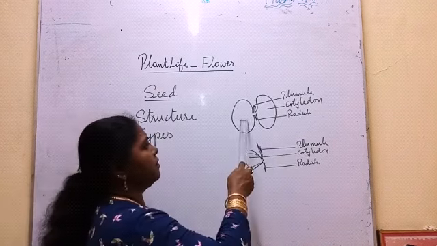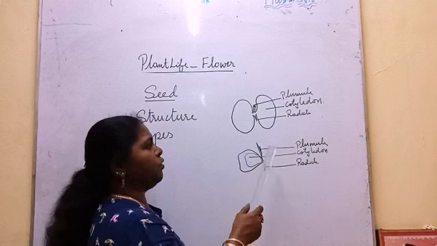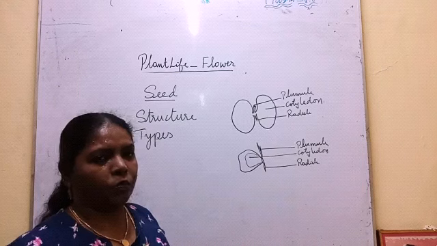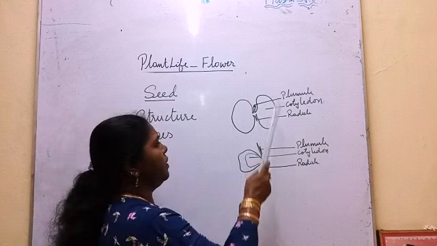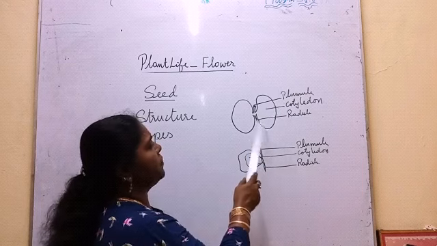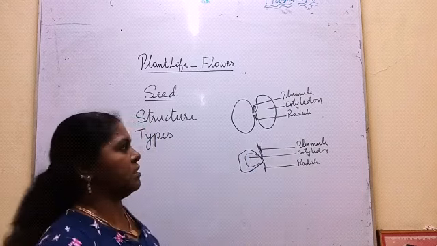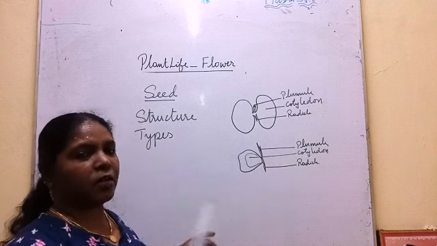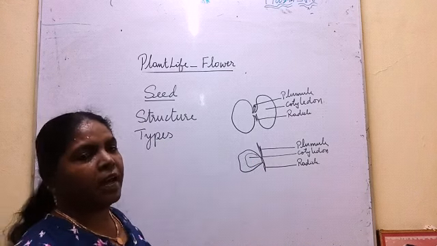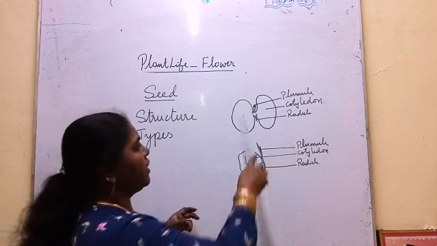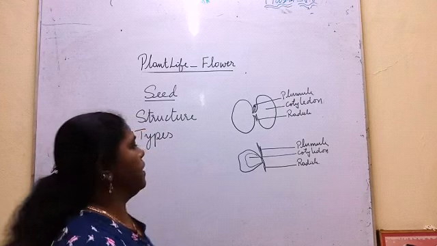Till the leaves are being produced, these cotyledons provide food for the growing embryo. So plumule, radicle, cotyledons. Plumule develops into shoot system. Radicle develops into root system. The cotyledons provide food. Next we are going to see the types of germination. After germination, when the leaves are produced, the cotyledons will shrink and wither off.